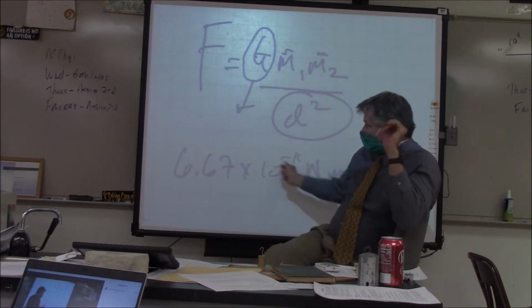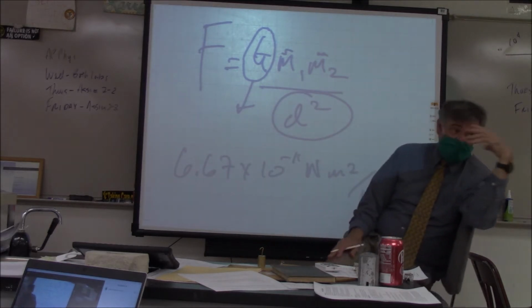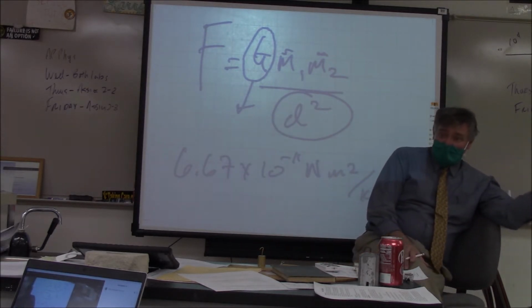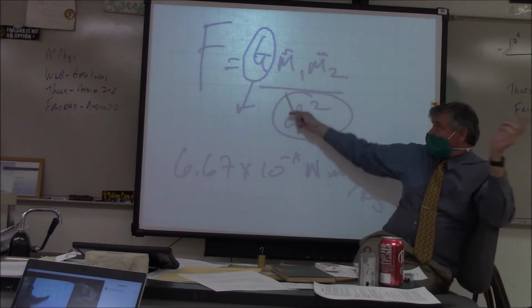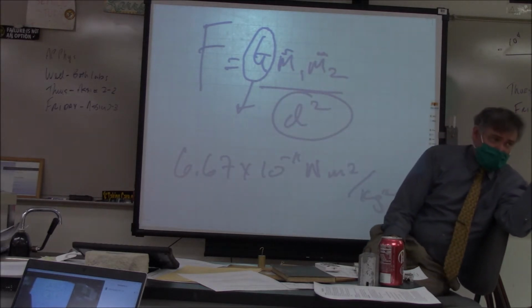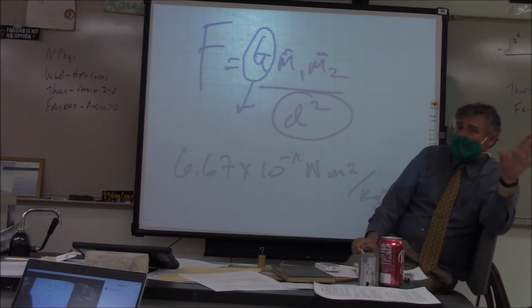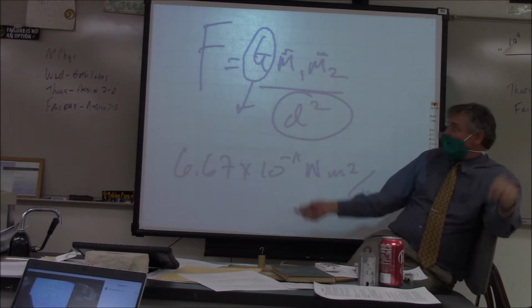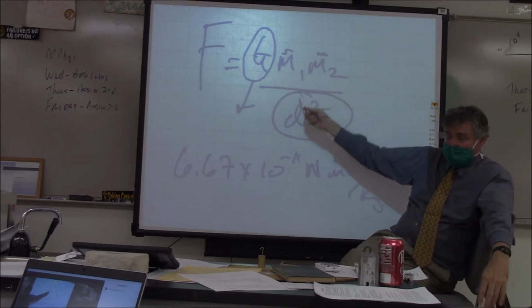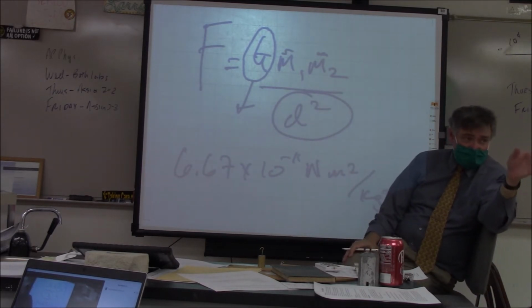This number was actually found by a guy by the name of Henry Cavendish. Newton actually just said, hey, there's some constant of proportionality. I don't know what it is. I'm going to let somebody else figure it out. So all Newton figured out is that these are just the two masses. So here's the significance of this.